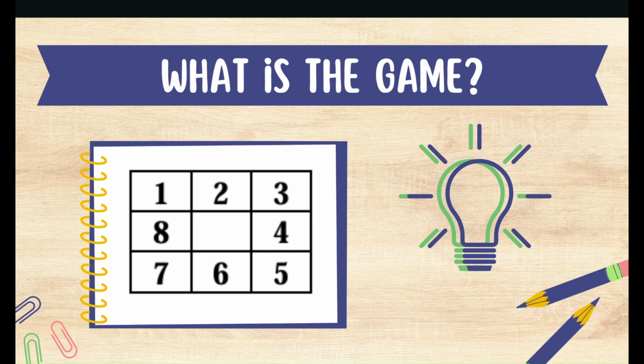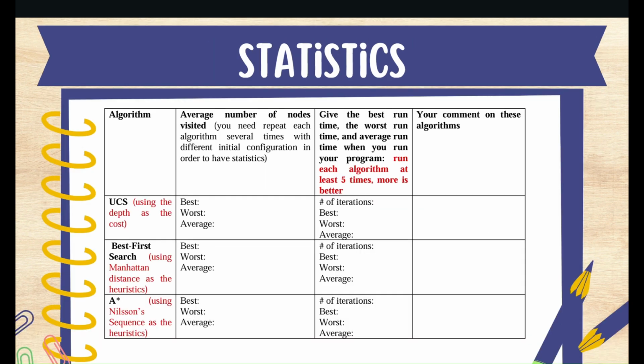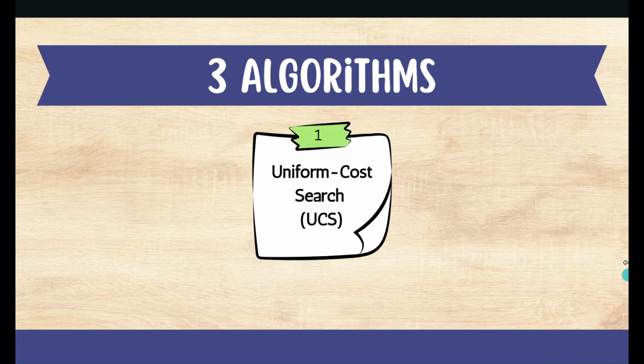And we are going to make the game using three algorithms. They are uniform cost search, best first search, and A star algorithm. And we are also going to record the statistics of how the algorithms are working, which I'm going to record myself after coding. And then let's dive on to the first one, uniform cost search.